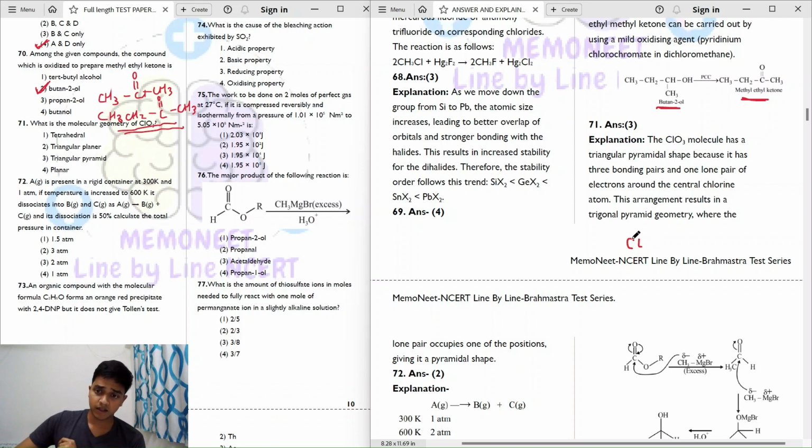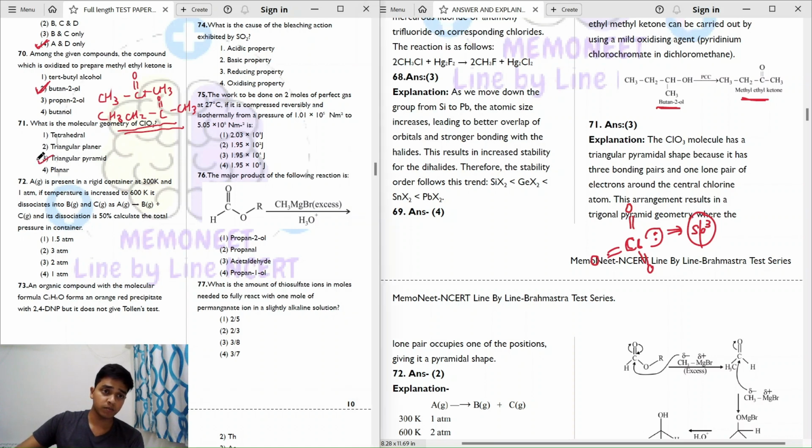So we'll just take that into consideration. When we form double bonds, there will be 3 double bonds with oxygens and 1 lone pair. So this is the structure of ClO3 minus. As we can see, we have 4 total hybrid orbitals, right? We have 3 bond pairs and 1 lone pair on the chlorine. So for 4 electron pairs, we'll have sp3 hybridization, so the structure will be tetrahedral. However, due to the lone pair, if we take a look at the molecular shape, it will look like a triangular pyramid. So the correct answer will be option 3, triangular pyramid.